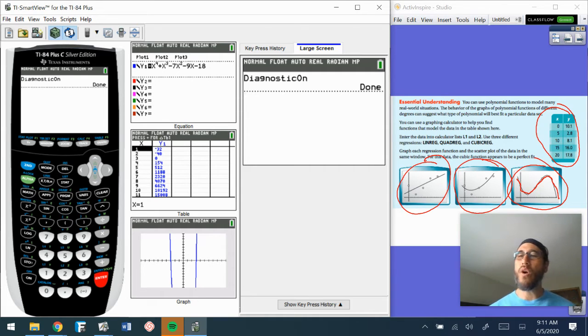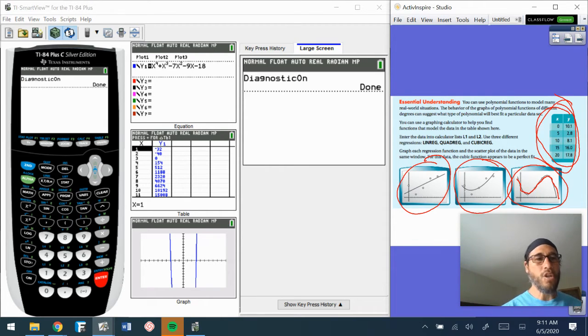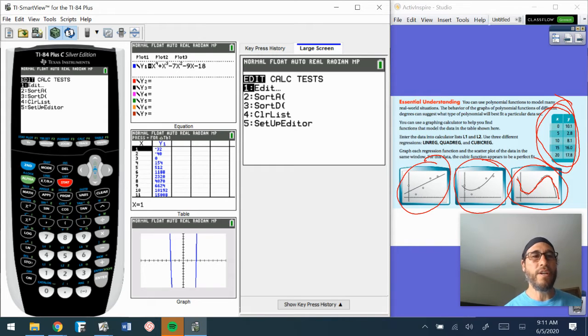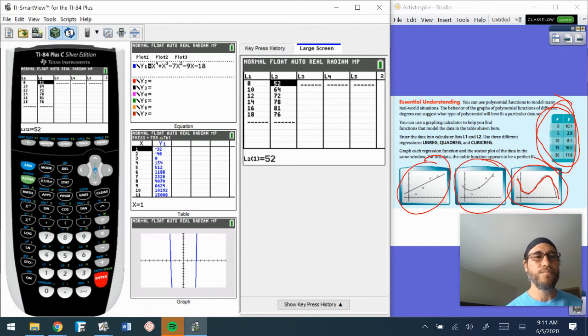All right, now let's go ahead and see what happens. I'm going to plot those points. These points right here, I'm going to plot those bad boys. We've already done this in this class. We're going to go over here to stat, and we're going to go to edit. Okay, let's go ahead and clear these. Remember, don't hit delete, but hit clear, and then if I go down, it clears them all out.